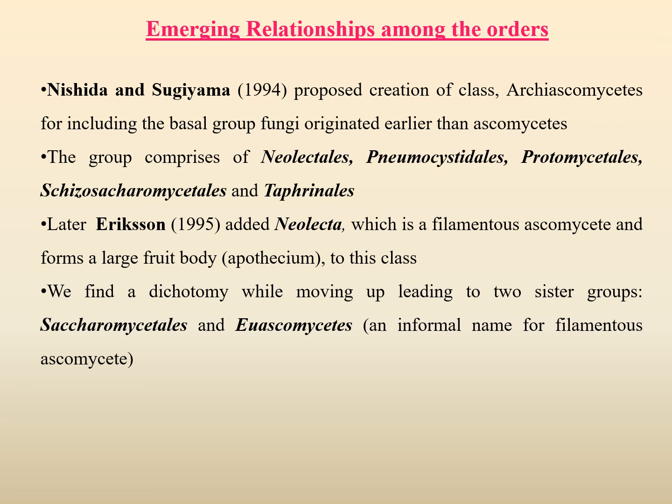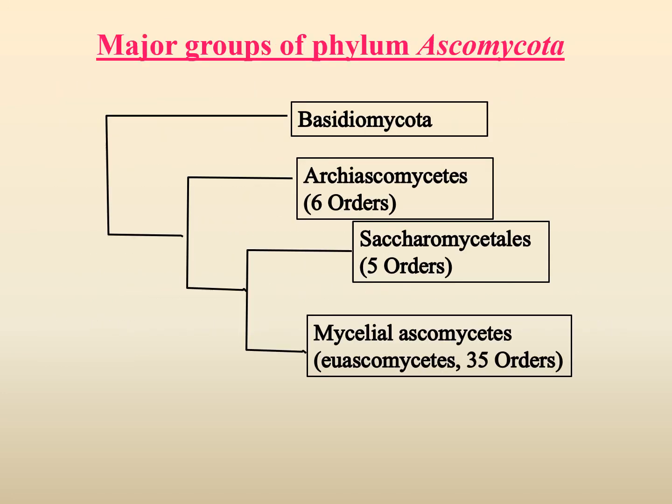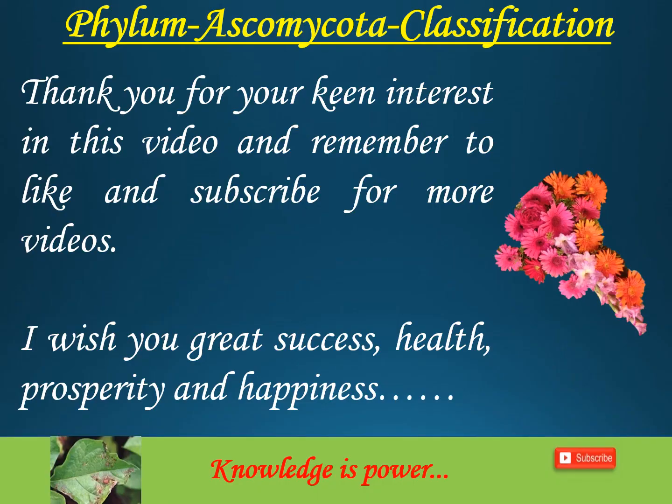This Neolectales was included by Erickson. And we can see the dichotomy while moving through the above orders. Here you can see Archaeascomycetes, that is primitive, which includes 6 orders, Saccharomycetales 5 orders, and Mycelial Ascomycetes. These are Euascomycetes, which is 35 orders. Total 46 order classification. Okay. In this video we covered the classification of phylum Ascomycota.